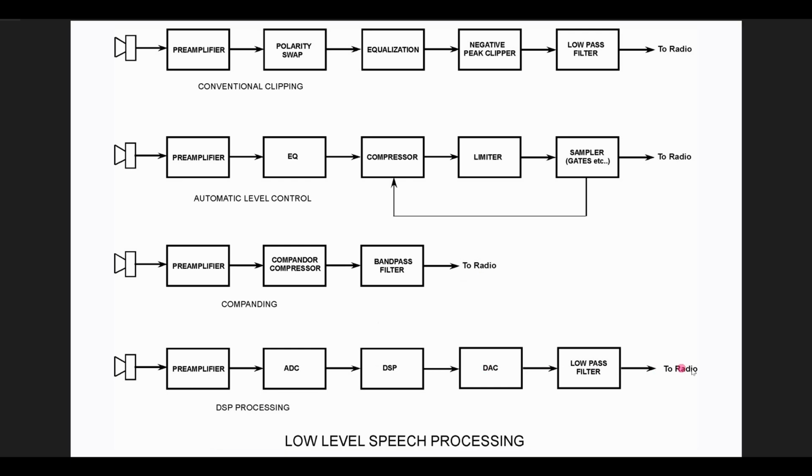Now here's the most popular one today. It's called DSP processing. We basically do an analog to digital conversion of the speech. We do DSP processing, and then we do a digital to analog conversion back to baseband, filter it, and send it into the radio. Probably 99% of the speech processors today and going forward will use this technique rather than the analog techniques that we're talking about here.